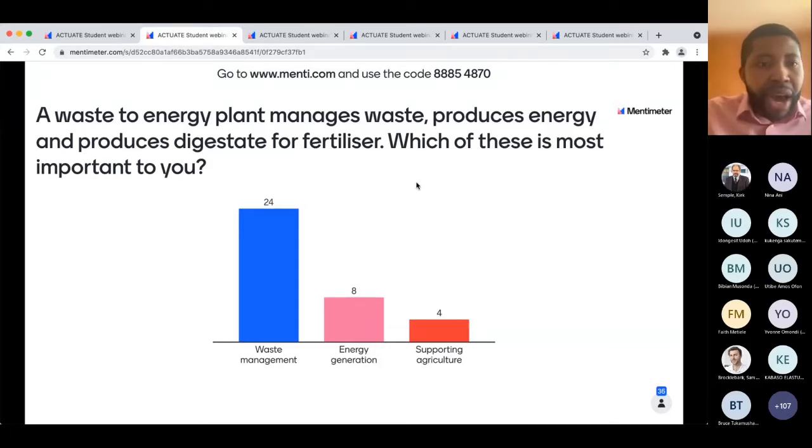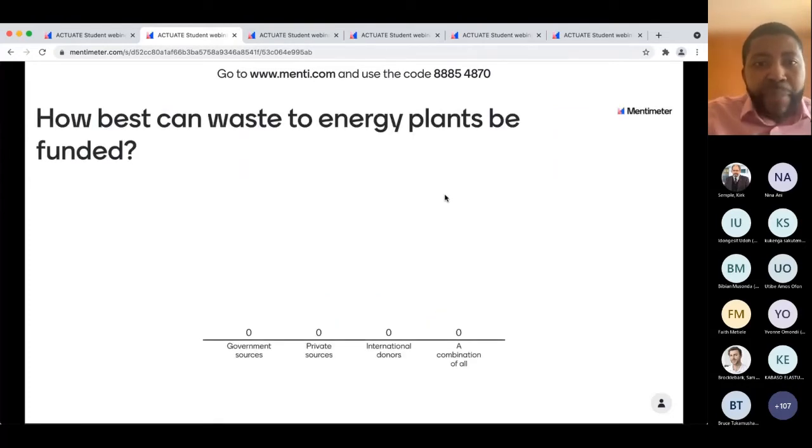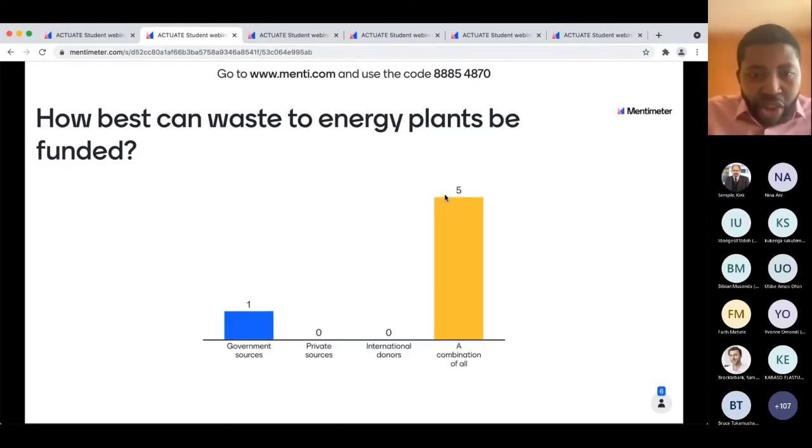That's fascinating. I think we can just take the last question now before we move to the next speakers. How best can waste to energy plants be funded? What are you guys thinking? Is it government sources, a combination of all, private sources, international donors?